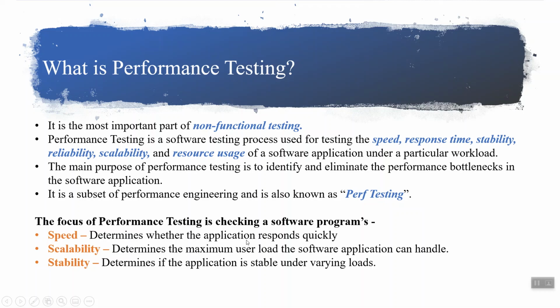Speed means determining whether the application responds quickly for the user. Scalability is to determine the maximum user load the software application can handle. And stability determines if the application is stable under varying workloads.